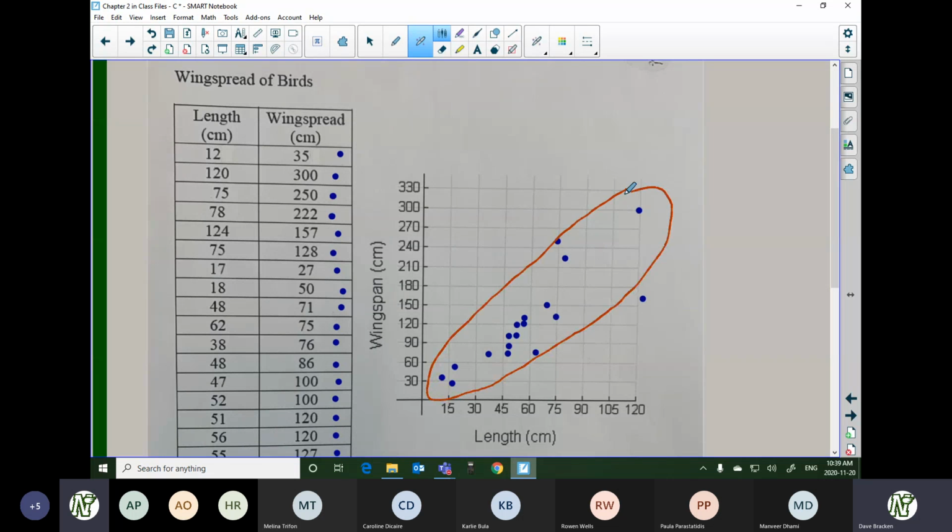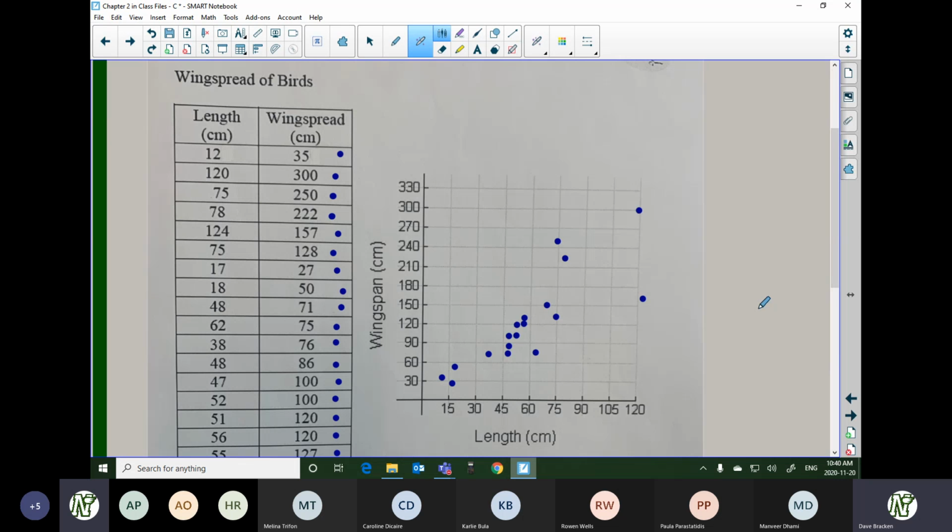And you can kind of see, oh, I missed that point, sorry, it should be in there. That point should be just in there. But you can see how the oval does go up to the right. So there is a general pattern. What does that mean in terms of our two variables, which is the length of a bird, like how tall a bird is, versus their wingspan? What does that mean in general in real life between a wingspan and the height of a bird?